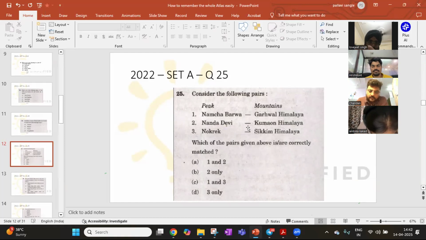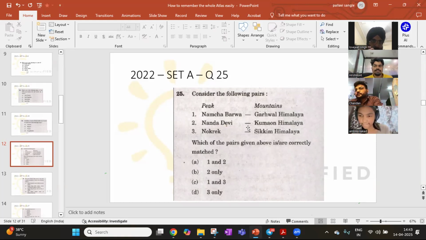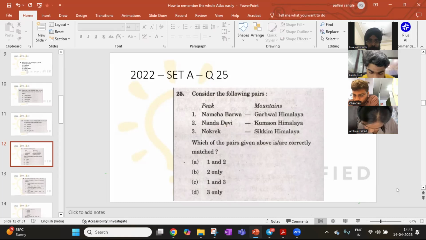See, I'm not a geography teacher. I may not be technically very right. But what I want to tell you is that if you trace all these things, and keep revising and visualizing again and again, it is very easy to remember. And it is very easy to fetch marks from direct questions from the Atlas. Then last, Namcha Barwa on the extreme right side. Can you see it? So don't you think this question can also be solved from this one single map?